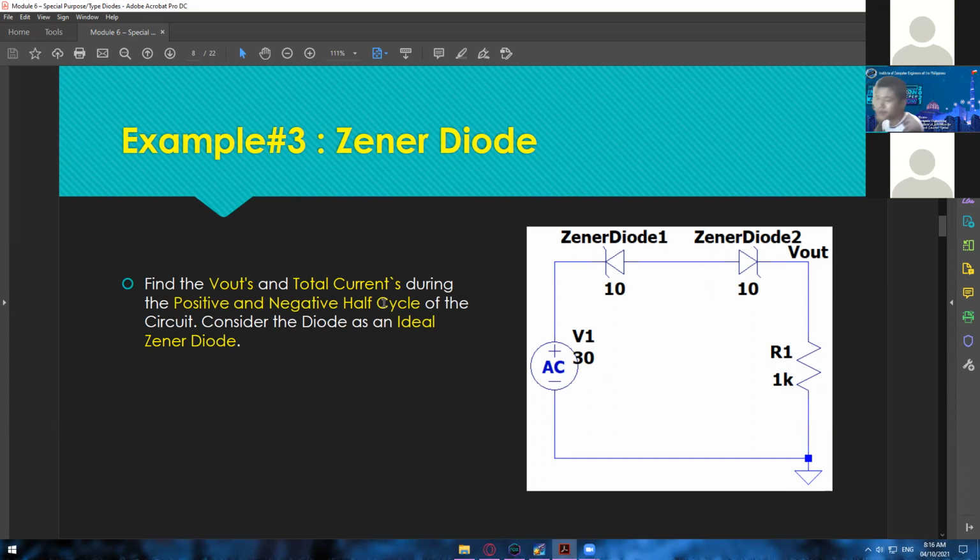So we have to find the V out and the total current. So question, what is the V out value during the positive half cycle? Just wait a second, guys. Just read this one and try to analyze what is the value of V out. Any guess?